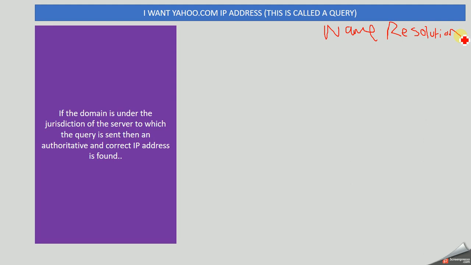Number 1, we're on our computer. We type in yahoo.com. It goes to the resolver. The resolver doesn't know, so it goes to the root server in England. And the root server is like, yep, this is in my jurisdiction. I know about it. It's in the UK.